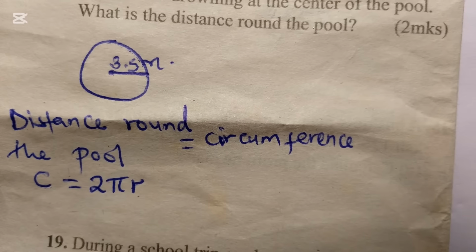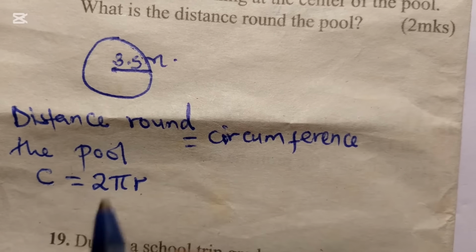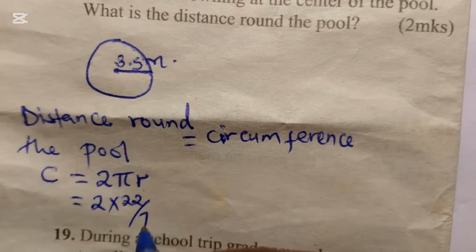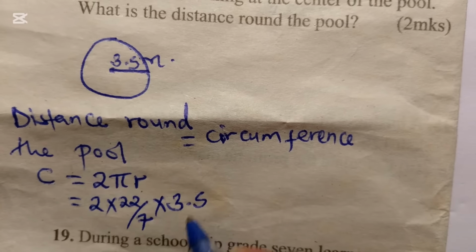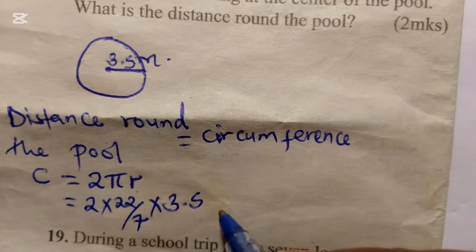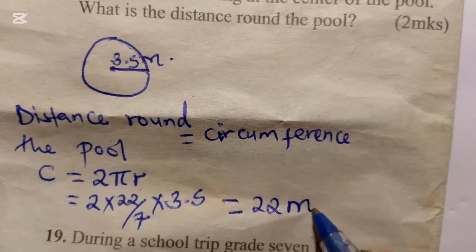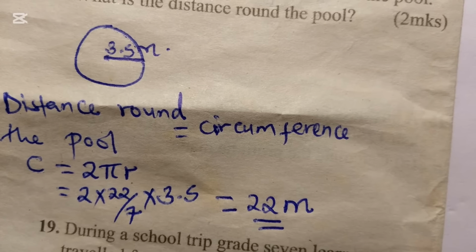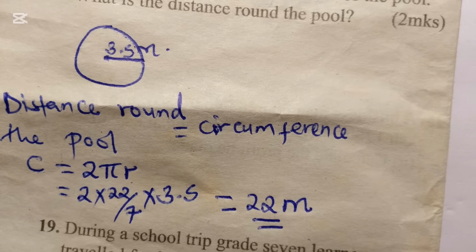Yeah, so let us substitute our values in the formula. We'll have 2 times 22/7, which is a constant, times radius 3.5 meters. And this is giving us 22 meters. The answer is just in meters because it is circumference, the distance around the pool. Yeah, 22 meters.